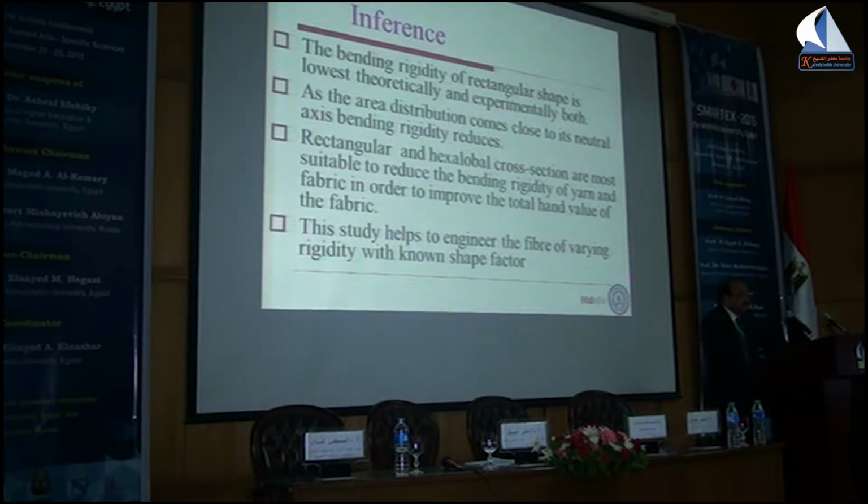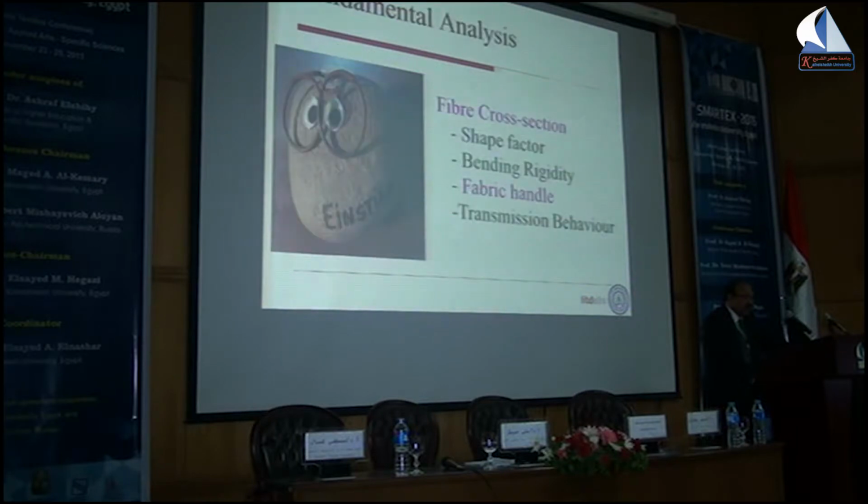So the inference is that the bending rigidity of a rectangular shape is lowest, theoretically and experimentally. As the area distribution comes close to its neutral axis, bending rigidity reduces. So bending rigidity mainly depends on where the neutral axis is in the cross section, and accordingly the rigidity of a different cross section changes. Then finally, we try to understand what its relationship is with the fabric hand value.